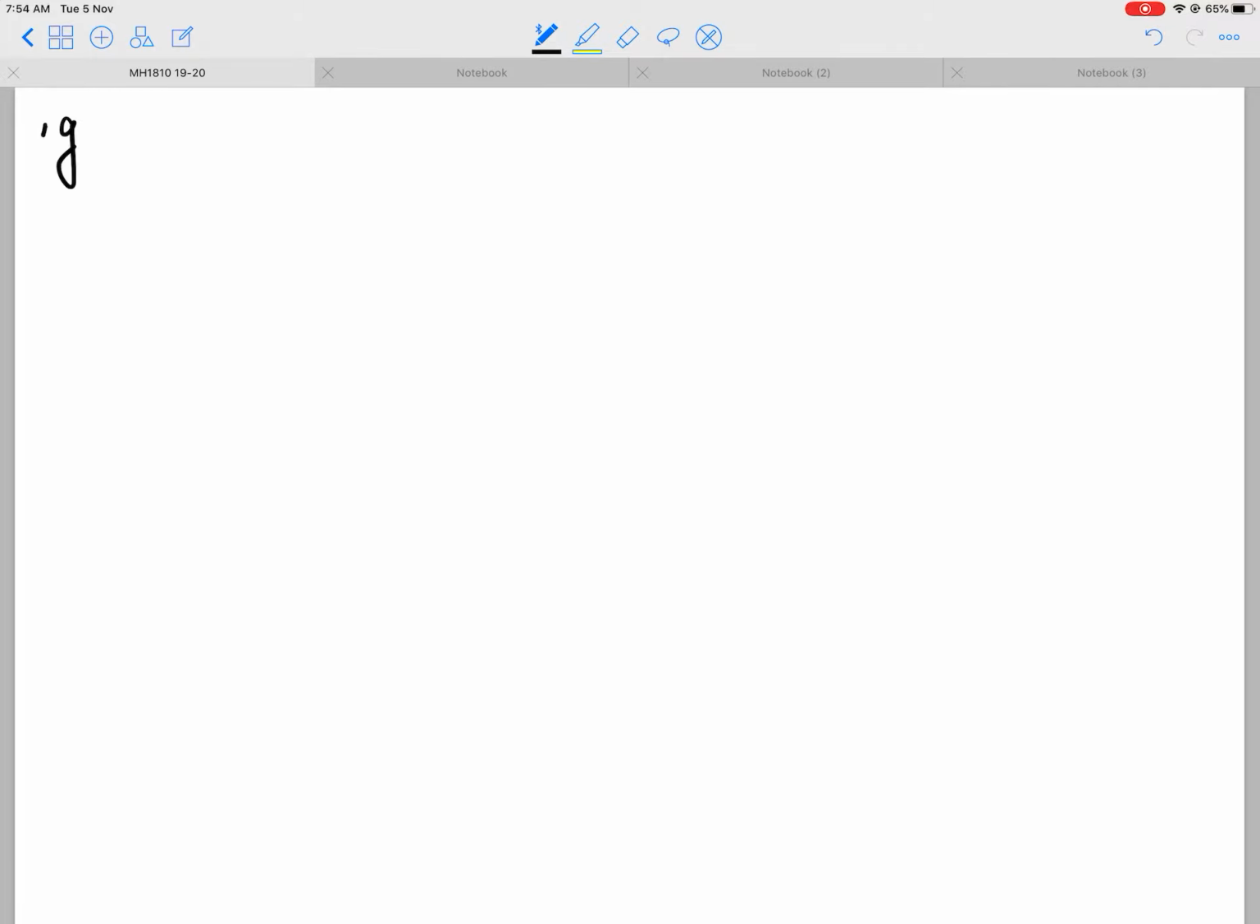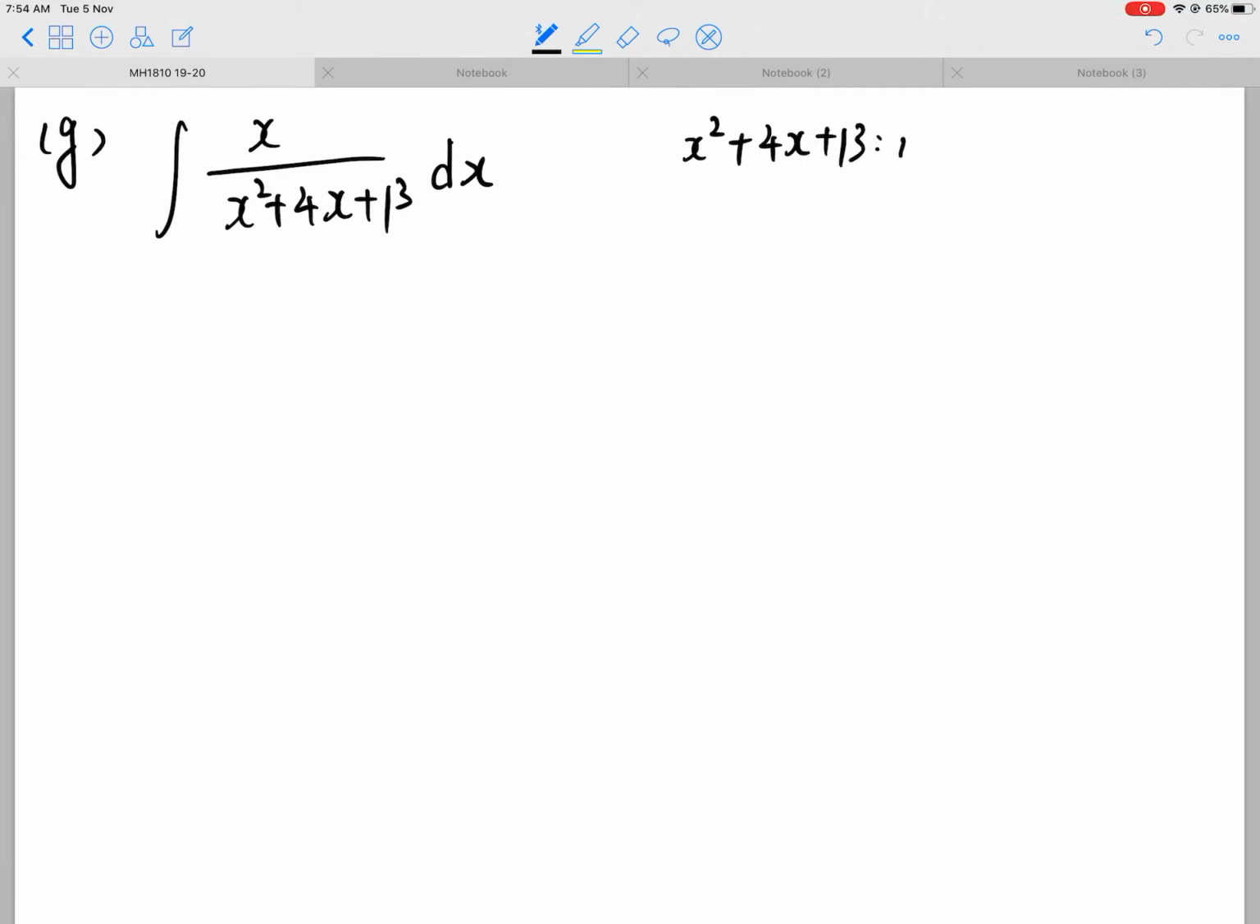Part G. x squared plus 4x plus 13. So again, this stuff is irreducible, right? The bottom is irreducible because your b squared minus 4ac is smaller than 0. So what should I do?